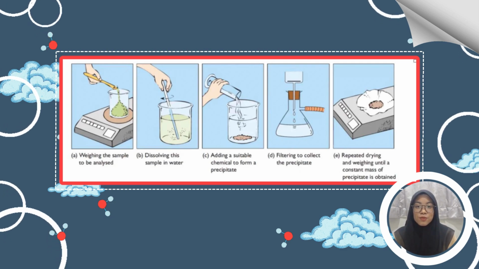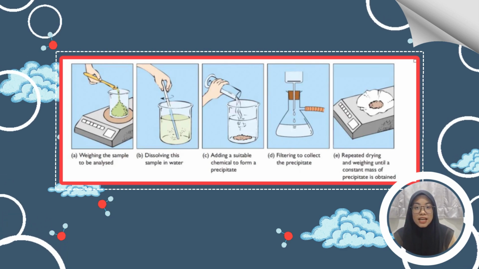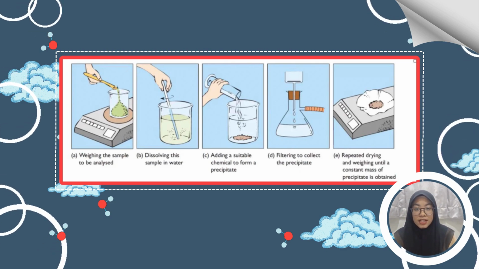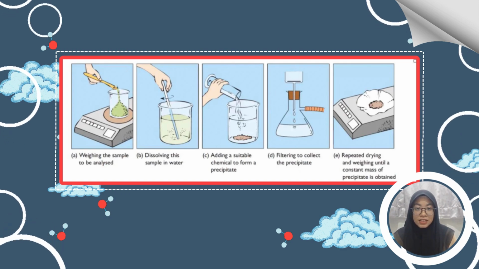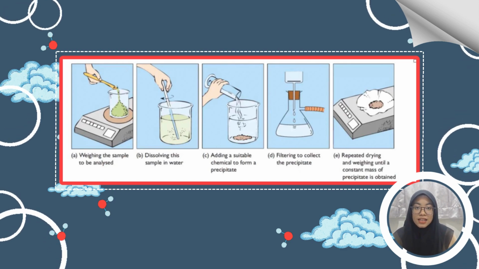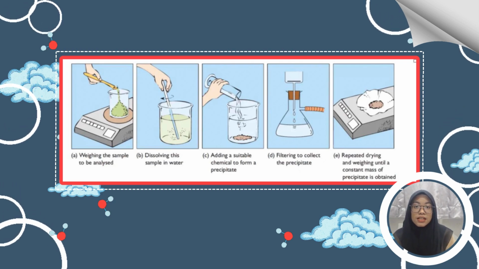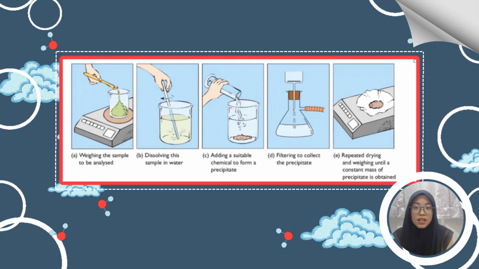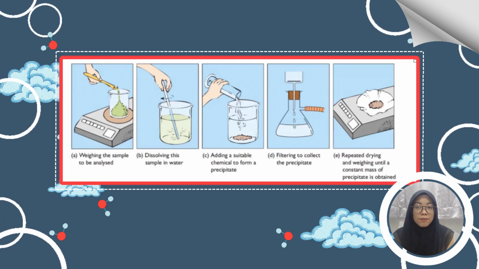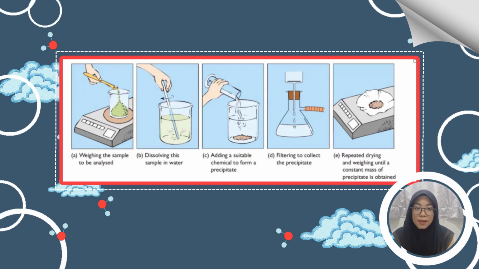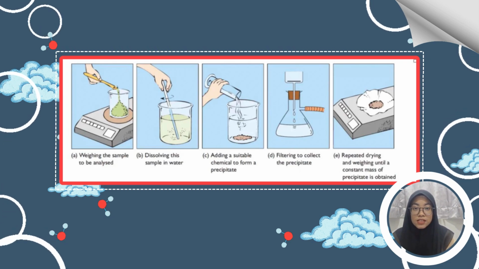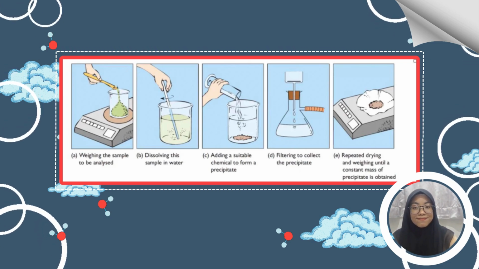The first step is weighing the sample to be analyzed and then dissolving the sample in water. Then add a suitable chemical to form a precipitate. Next, we need to filter the sample using filter paper to collect the precipitate before letting it dry. Lastly, weigh the sample until a constant mass of precipitate is obtained.